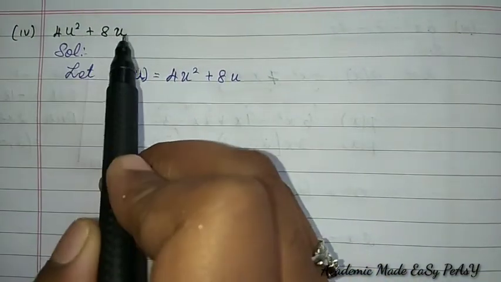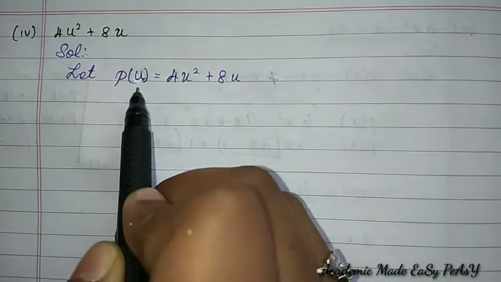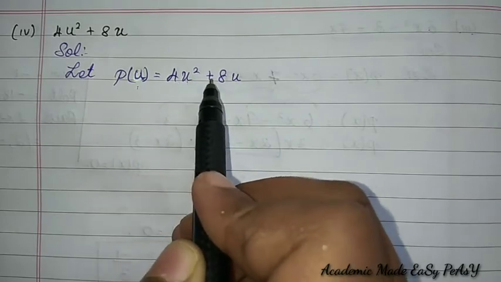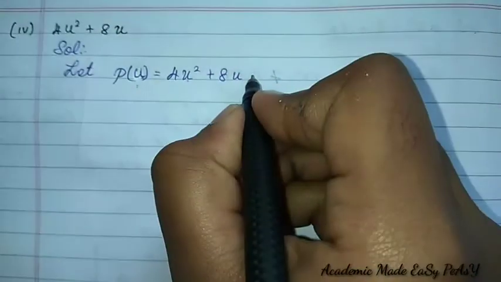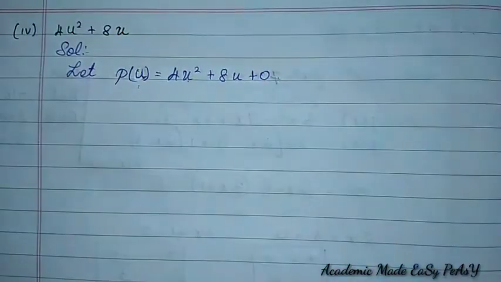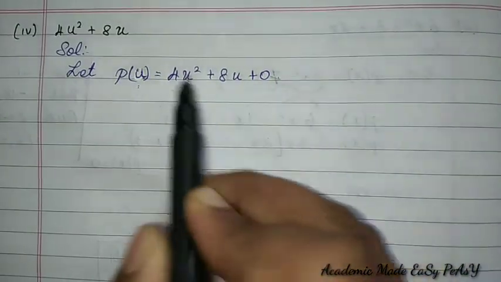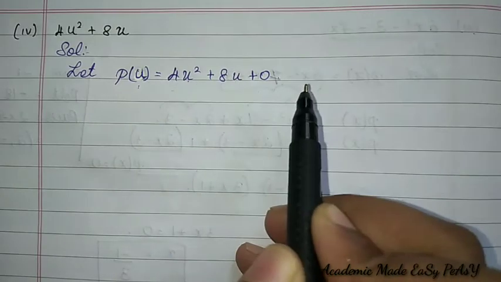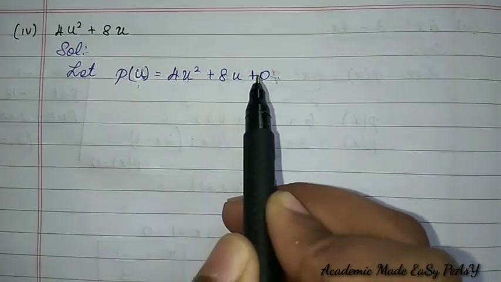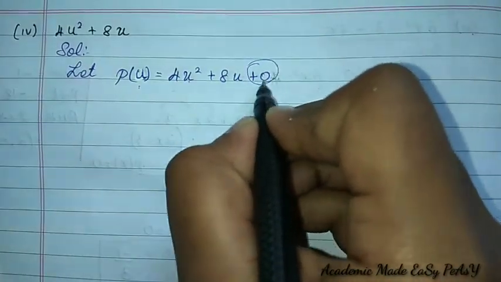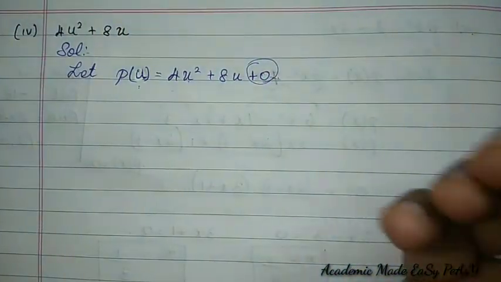Subdivision 4, a polynomial is given, that is, I have taken it as P of u. So P of u is equal to 4u square plus 8u, and no constant is given, so I will take that as 0. So this way I will be doing it. So now here we need not take factorization, okay? So instead we can just take the common terms out, because my constant is 0. So I can't take product and all.